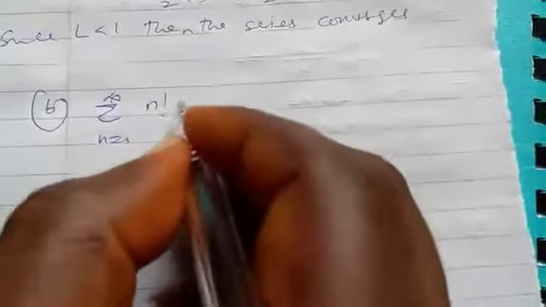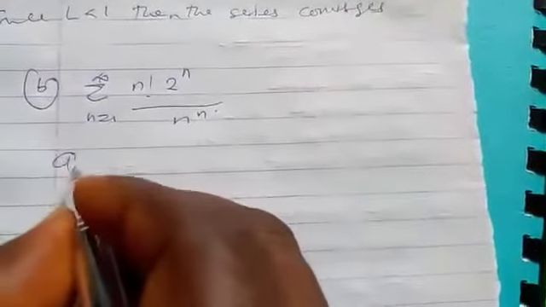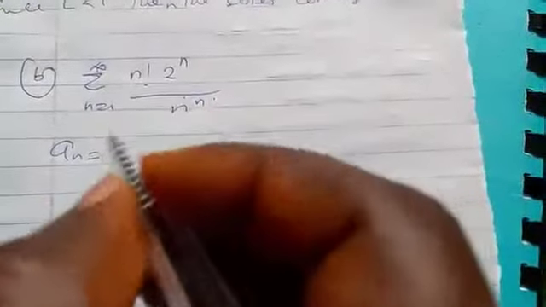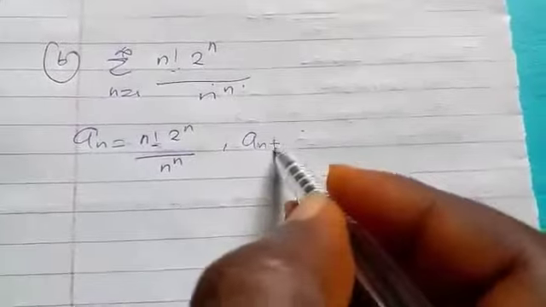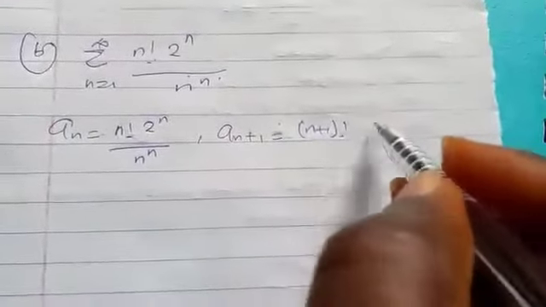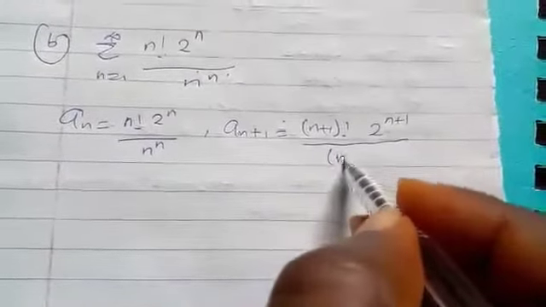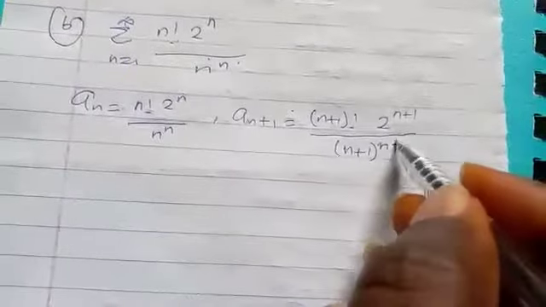Now, let's take another one. We want to consider this series: n factorial times 2 raised to power n over n raised to power n. So we need to first know our a_n and our a(n+1). So this is our a_n. Then our a(n+1) will be equal to, anywhere we see n, we write it as n plus 1. This is n plus 1 factorial times 2 raised to power n plus 1, divided by n plus 1 raised to power n plus 1.